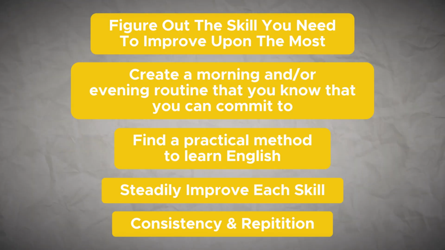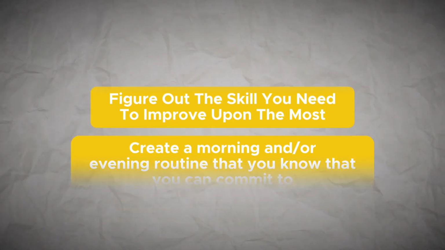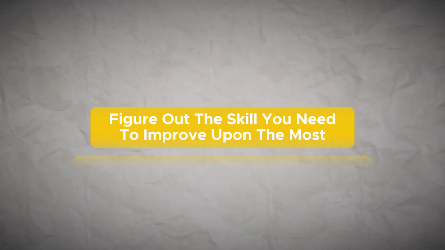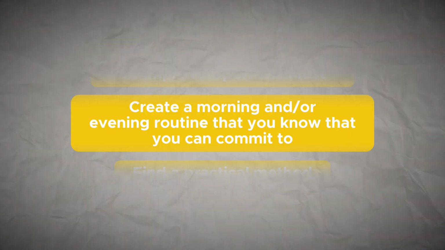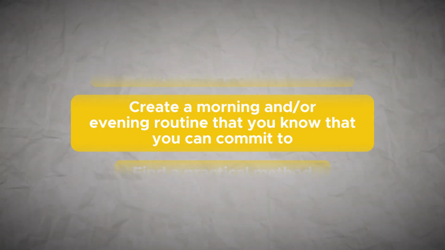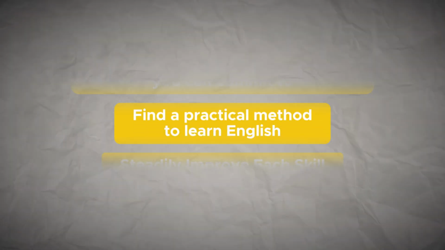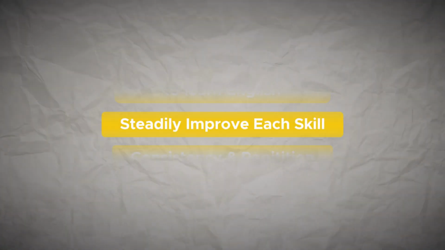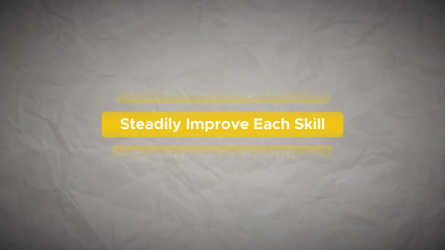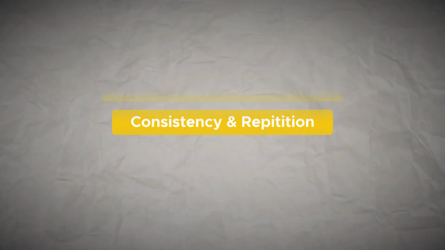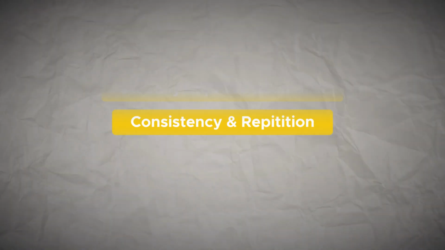So to recap, to get from the beginner levels of English to the intermediate levels of English, step number 1, figure out the skill that you need to improve upon the most. Step number 2, create a morning and or evening routine that you know that you can commit to. Step number 3, find a practical method to learn English. Step number 4, steadily improve each skill of the English language. And step number 5, have consistency and as much repetition as possible when it comes to learning English.